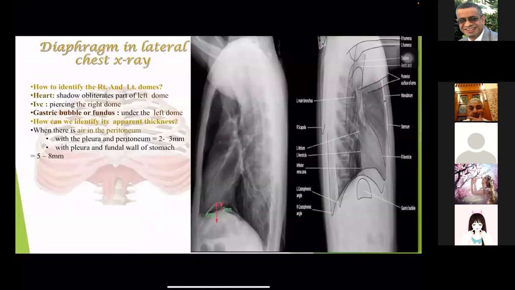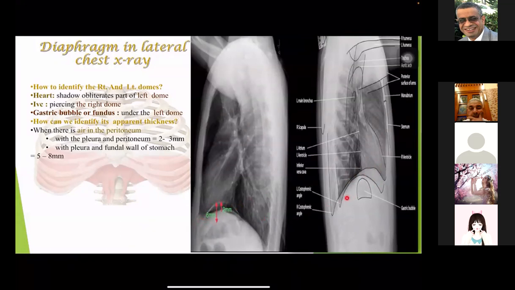Moving to the lateral chest X-ray. How do we differentiate the right and left dome? First, as we mentioned, the right dome, as we see here, is higher than the left dome. Also, the heart shadow obliterates part of the left dome. As we see here, this is the right hemidiaphragm. This is the left, reaching here where the heart obliterates it, so it's not so clear.